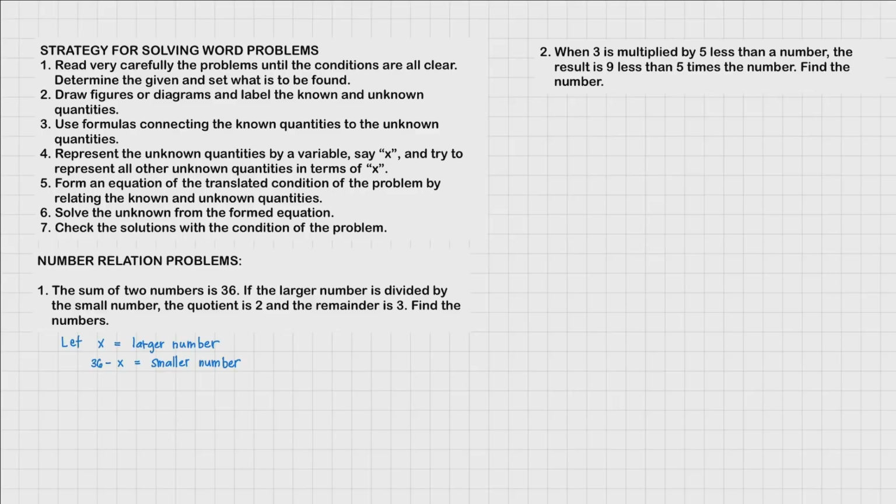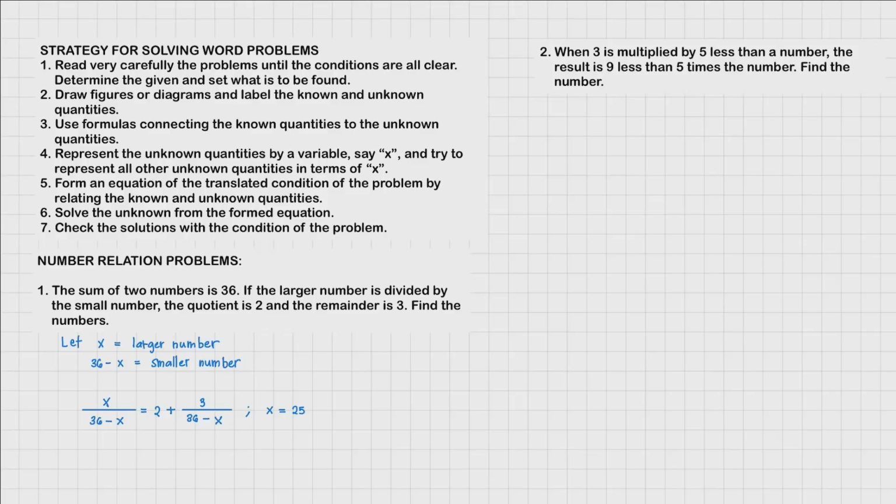So let's write down that mathematical relationship. So the larger number is divided by the small number. So that would be x divided by 36 minus x. And the quotient would be 2 with the remainder of 3. So that would be 2 plus 3 divided by 36 minus x. Now solving for x, it would now be equal to 25.